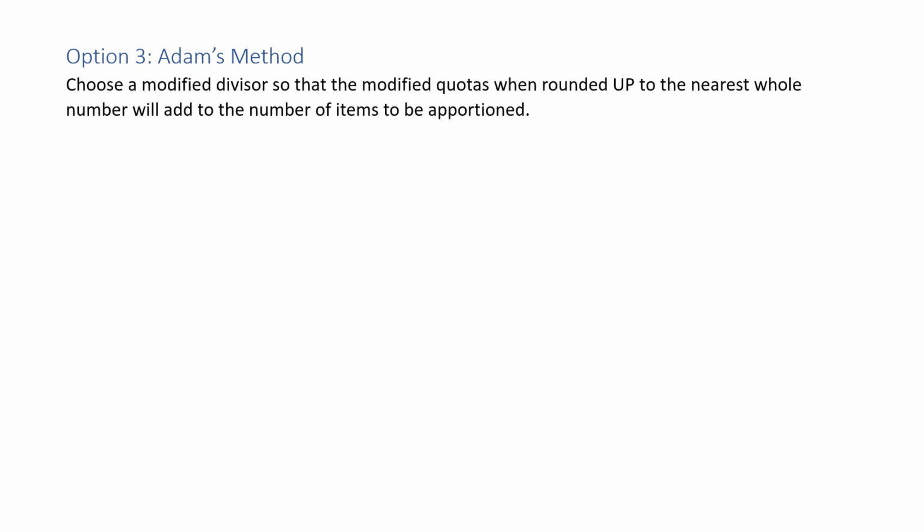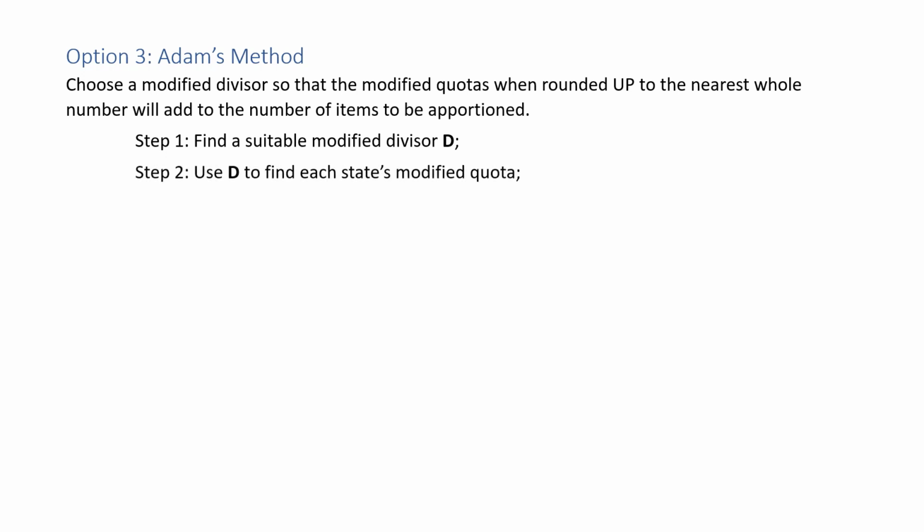Option 3 is called Adams' method. With Adams' method, you choose a modified divisor so that the modified quotas, when rounded up to the nearest whole number, will add to the number of items to be apportioned. The steps are: find a suitable modified divisor D. Step 2, use that modified divisor to find each state's modified quota. Step 3, apportion to each state its modified upper quota.